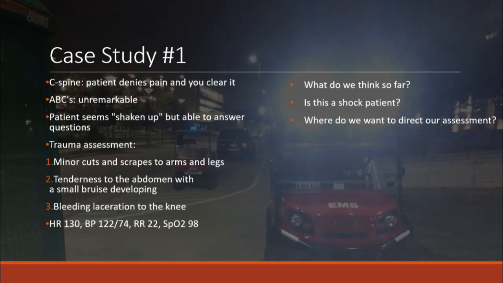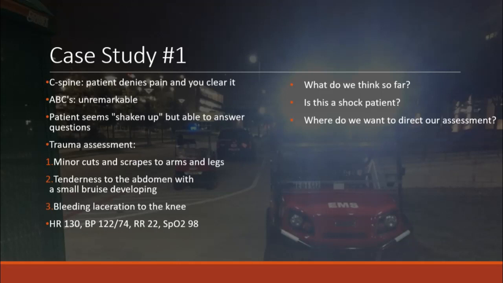ABCs, no major life threats, they're unremarkable. The patient seems a little shaken up. He might be nervous or a little jittery, but he is able to answer your questions. We do our trauma assessment. We find some minor cuts and scrapes on the arms and the legs. Not really anything to worry about.